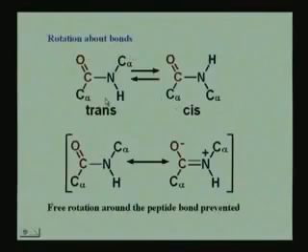Okay, so now we have our amino acids that are linked by these peptide bonds. Now, this is what we say when we have a partial double bond character to the peptide bond.